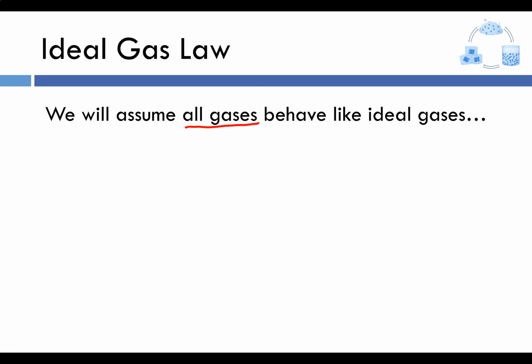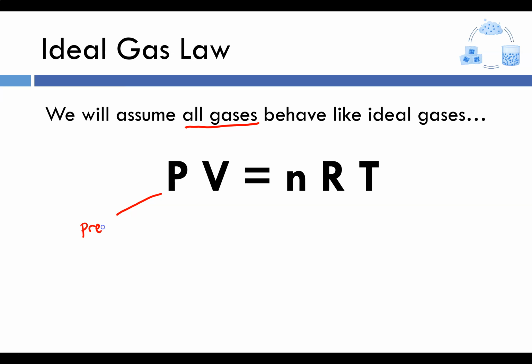The formula that we're going to be using is PV equals nRT. Let's break down what all of this means. P is pressure. V, volume. N, it's moles. R is a constant. Talk more about that in just a sec. And T is temperature.